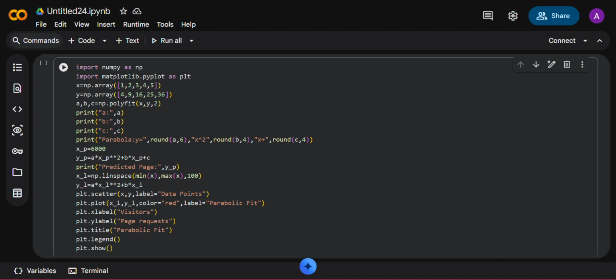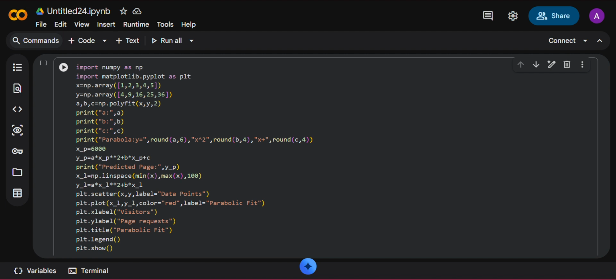So we use smooth curve plotting, that is x_line is equal to np.linspace of min of x, max of x, 100. This generates smooth curve points and helps visualize the parabola clearly. Then we are going to plot the graph.